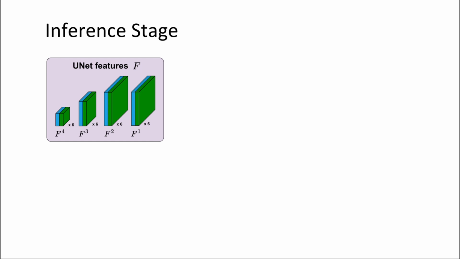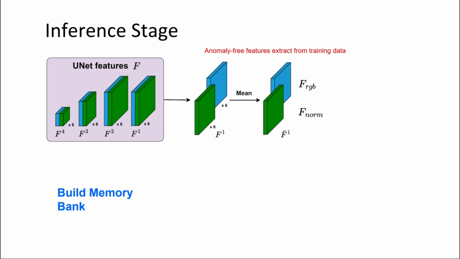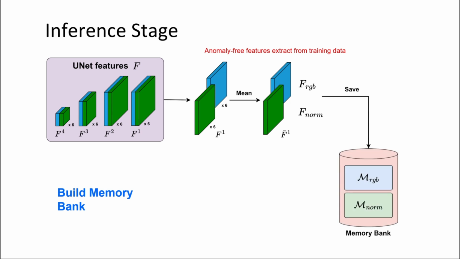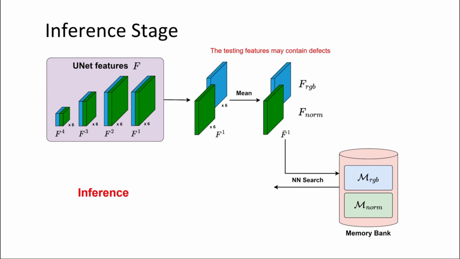In the inference stage, we use the same process to obtain the decoder block 1 feature from all training data. We directly average the features from the 6 views and use the mean feature as the representative feature. We add all the anomaly-free mean features to our memory banks, m_RGB and m_normal map, respectively. During the inference phase, we use the same process to obtain the mean features. For each feature that may contain anomalies, we search the memory bank for the most similar normal features, and we use the L2 distance between testing features and normal features to compute our score map. We can find a large difference between anomalous features and the corresponding normal features, so the red areas mean there is a greater distance here.